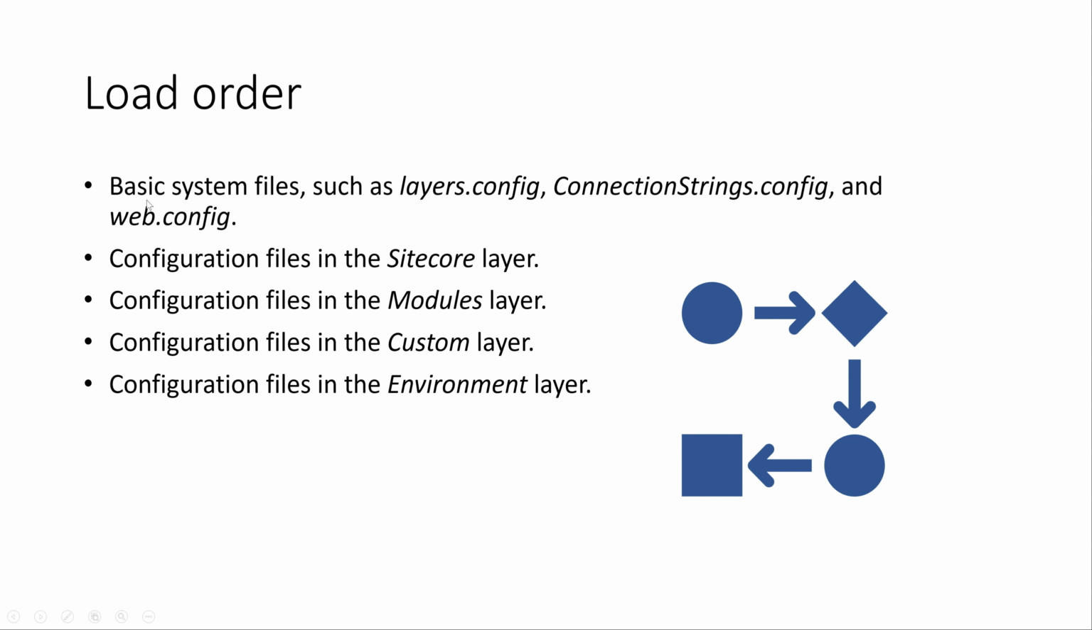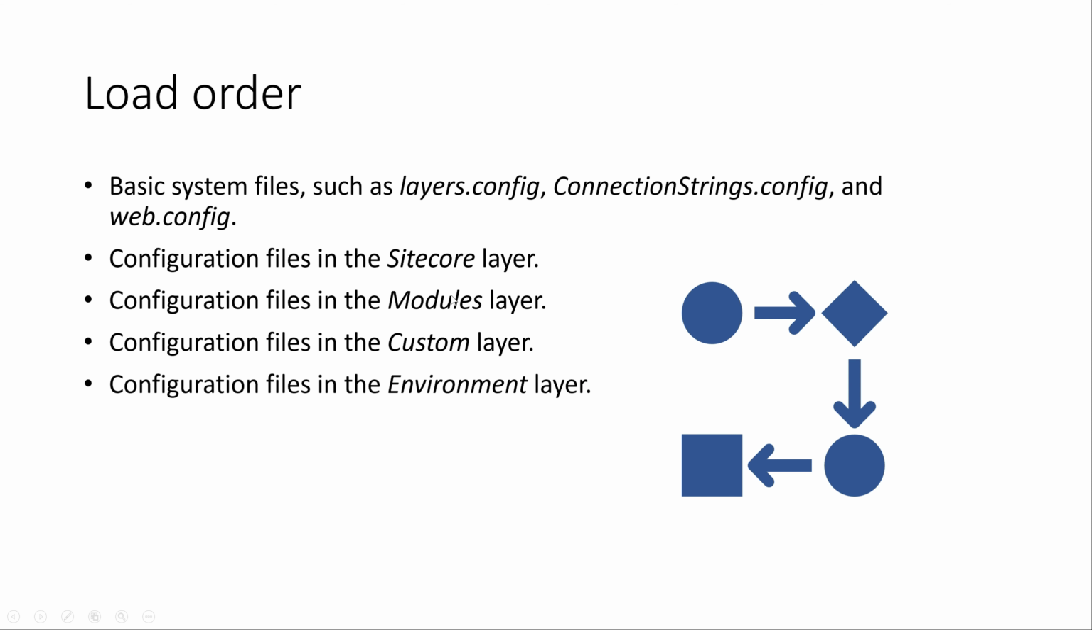By default, this is the load order. Basic system files like layers.config, which contains all the load orders, and connection strings and web.config, will load first. Next comes the Sitecore layer, which we just saw, where all the Sitecore out-of-the-box configurations load. Then modules, with SXA, PowerShell and so on, are loaded. Then come our two layers: the custom layer, with all the custom configurations, and environment. If you have different settings for QA, for a higher environment, or for the dev environment, in that kind of scenario we will use environment.